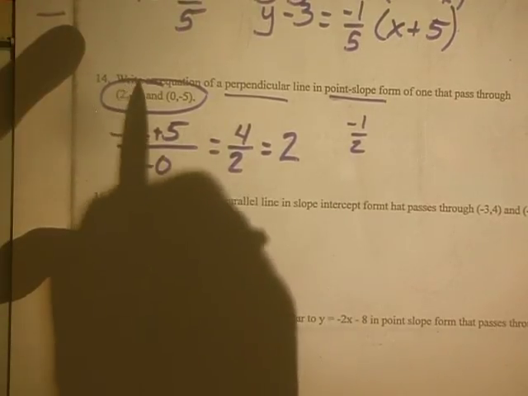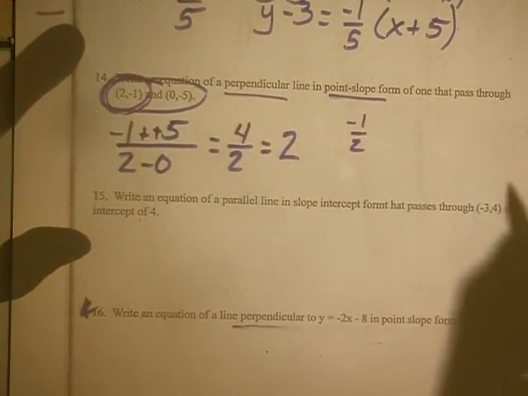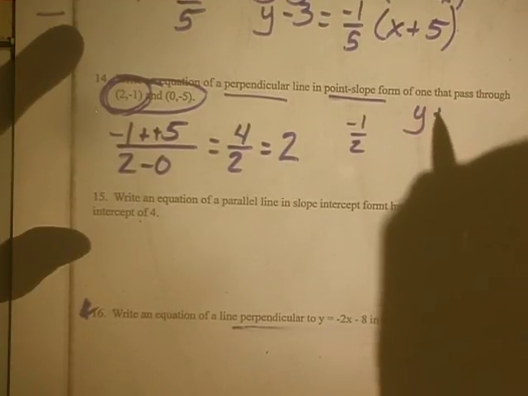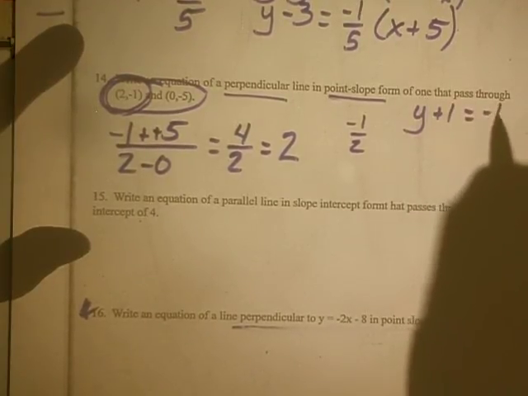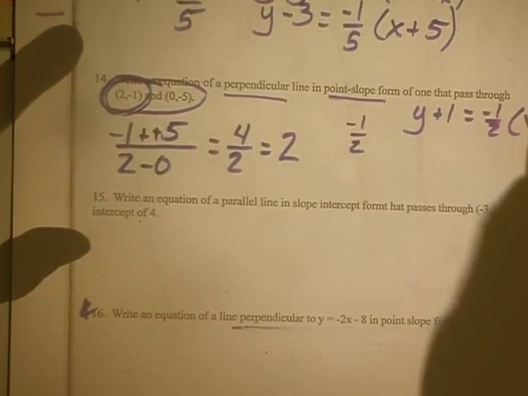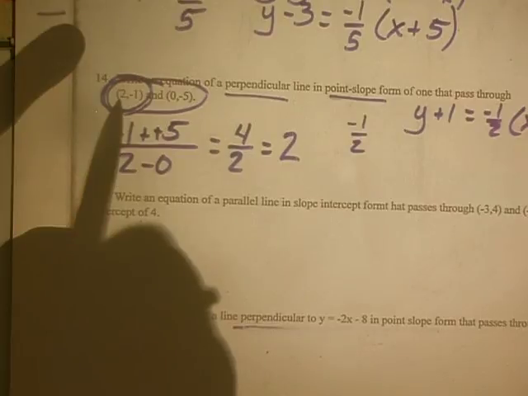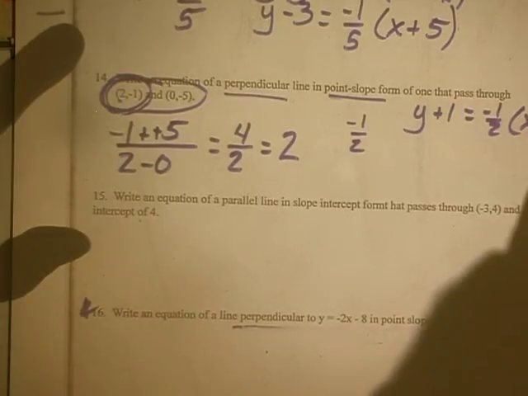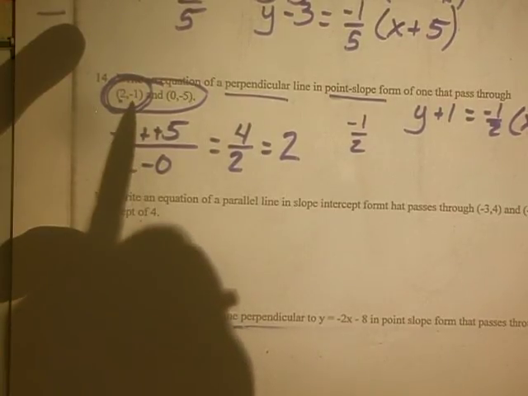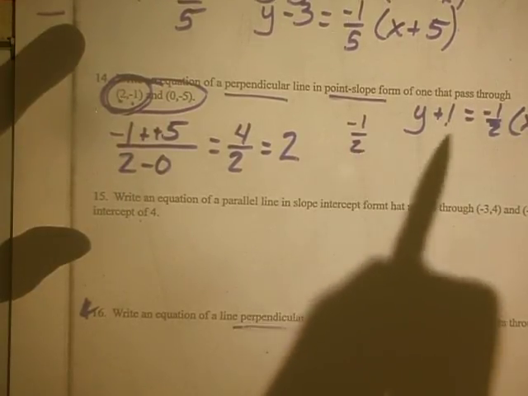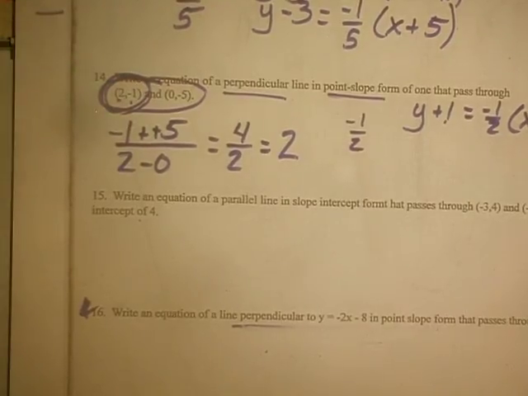And we can pick either of these points. I'm going to pick the first one. And we would have y plus 1 equals negative 1/2 x minus 2. The x comes from right here. The y comes from right here. This is a negative 1, so it has to go in as a positive, and the 1/2 goes in for the slope.